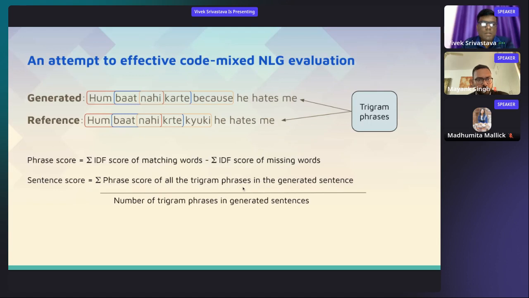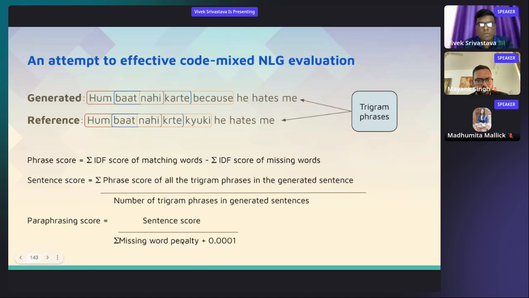Now we normalize it for the entire sentence. We just divide it by the number of trigram phrases in the generated sentence, and the final paraphrasing score is computed something like this. We are dividing it by the sum of the missing word penalty. Why are we doing this? Because there is a lot of missing word penalty that we have already subtracted from the phrase score, and we are addressing the missing word penalty separately as well. So we divided it by that. We added a small number such that this division doesn't go undefined.